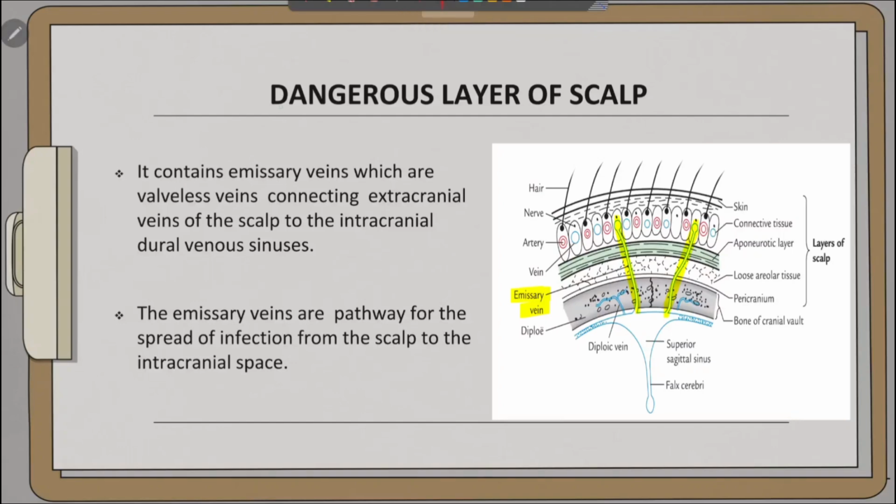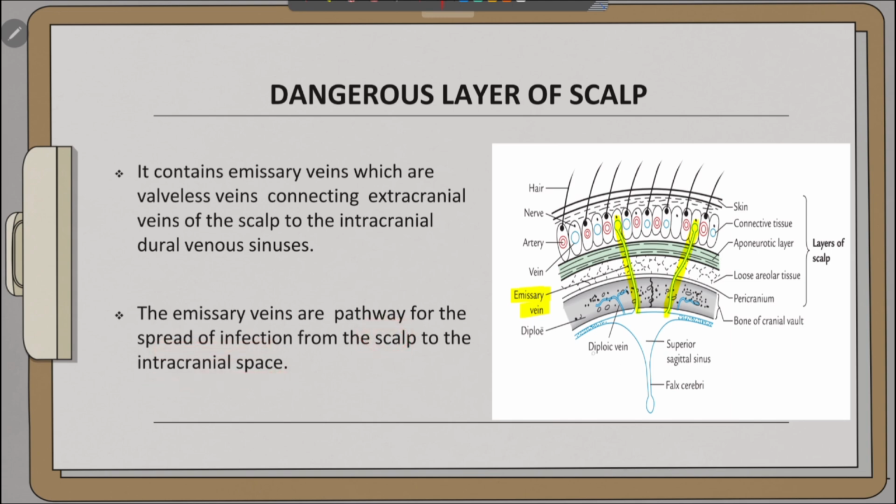The fourth layer is also known as the dangerous layer of the scalp. It is called the dangerous layer because of the presence of the emissary veins. These veins are valveless and they connect extracranial veins of the scalp to the intracranial venous sinuses, that is the dural venous sinuses. So these emissary veins act as a pathway for the spread of infection from the scalp to the intracranial space.